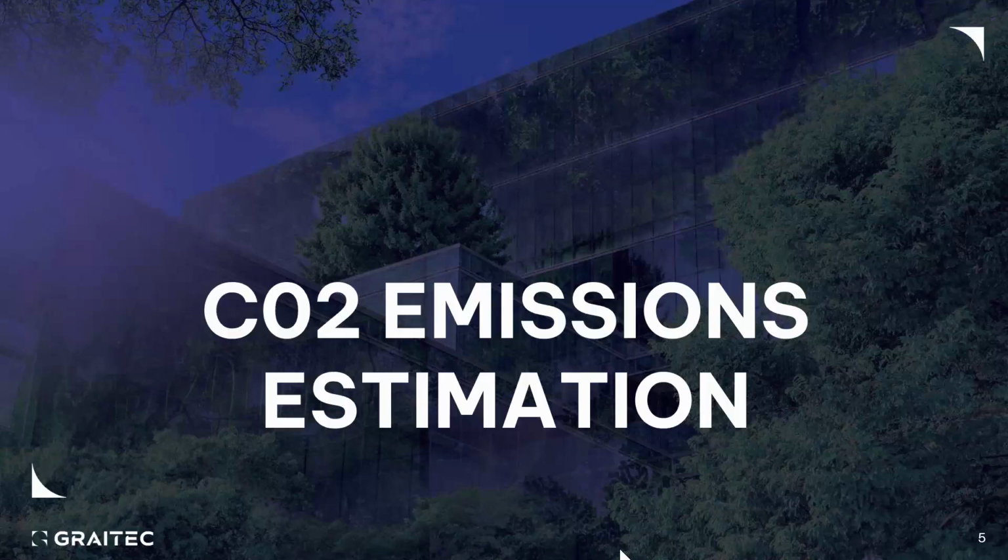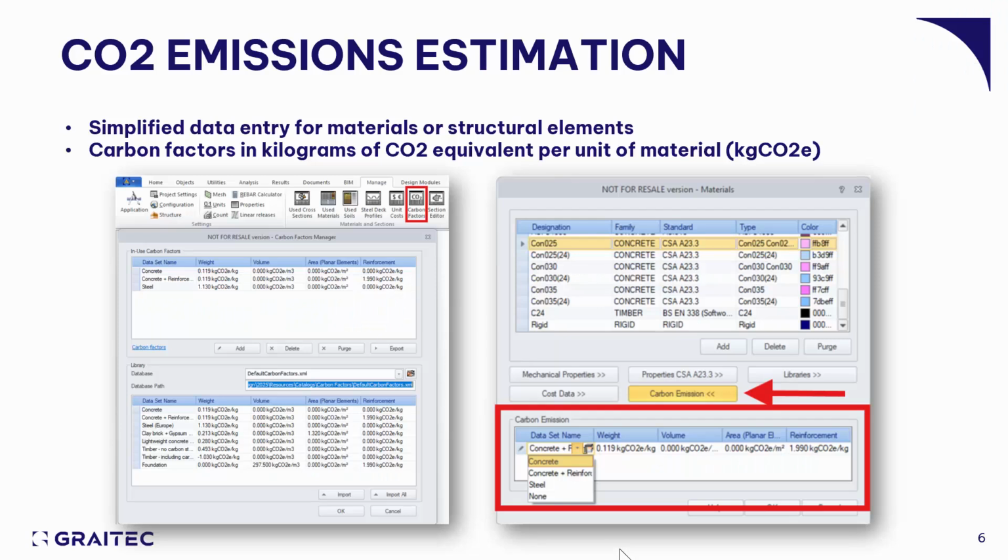So let's jump into some screenshots or some slides to see how we can use Advanced Design to achieve this goal. First of all, in Advanced Design, we have very simplified data entry dialog boxes for CO2 emissions. As you see here in the left screenshot, you simply go to Manage in Advanced Design, and here we have carbon factors.